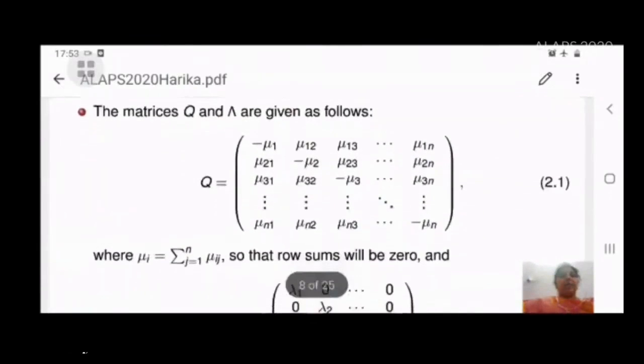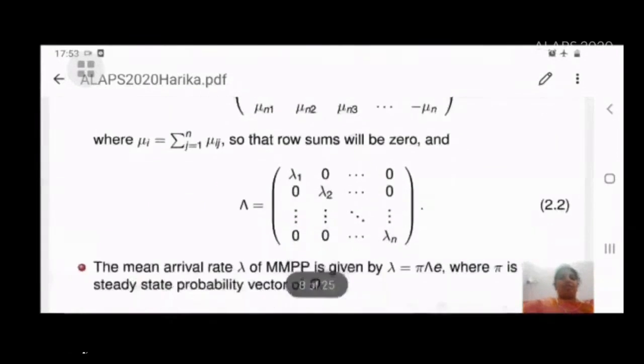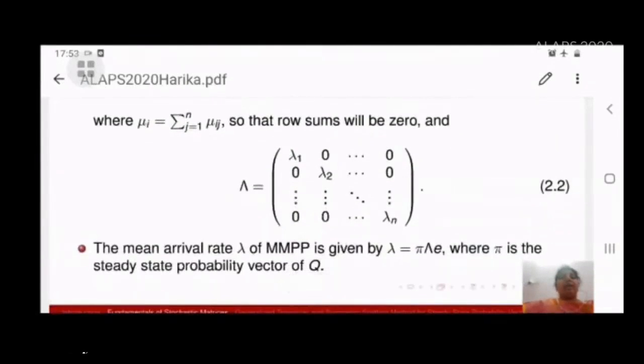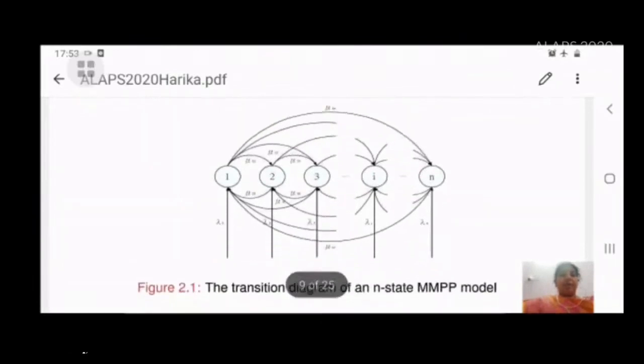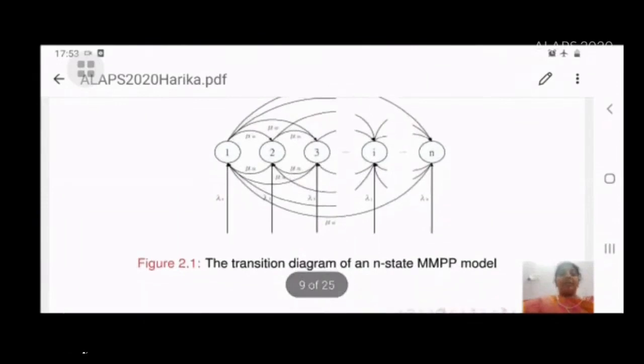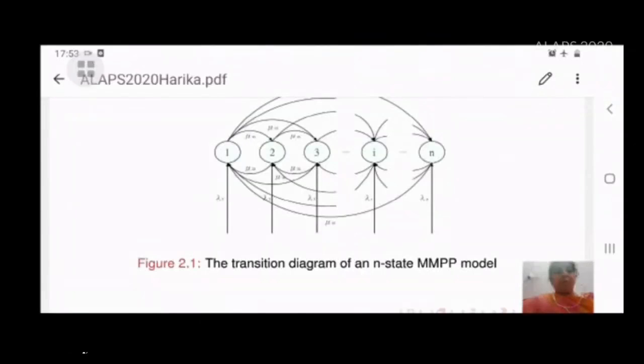The matrices Q and big Lambda are given as follows. The mean arrival rate lambda of the Markov modulated Poisson process is given by lambda equals pi Lambda e, where pi is the steady-state probability vector of Q. The steady-state probability vector pi of Q satisfies the equations pi Q equals 0 and pi e equals 1. This diagram represents the transition diagram of an n-state Markov modulated Poisson process.